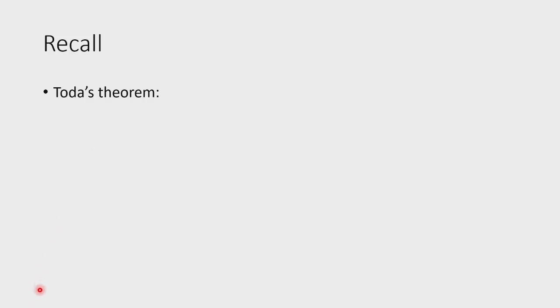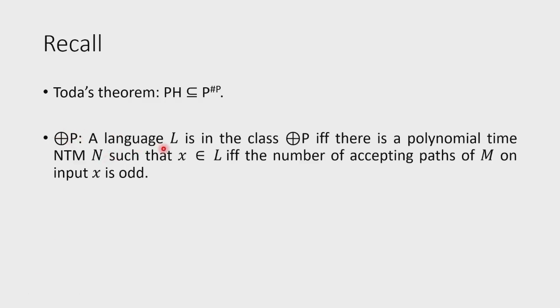Then you saw Toda's theorem. This theorem states that the class PH is contained in P to the sharp P. Then in the proof of Toda's theorem, you saw a class parity P, and a language L is said to be in the class parity P if and only if there is a polynomial time non-deterministic Turing machine N such that x is in the language if and only if the number of accepting paths of N on input x is odd. This should be N. There's a typo here. I'll correct it.